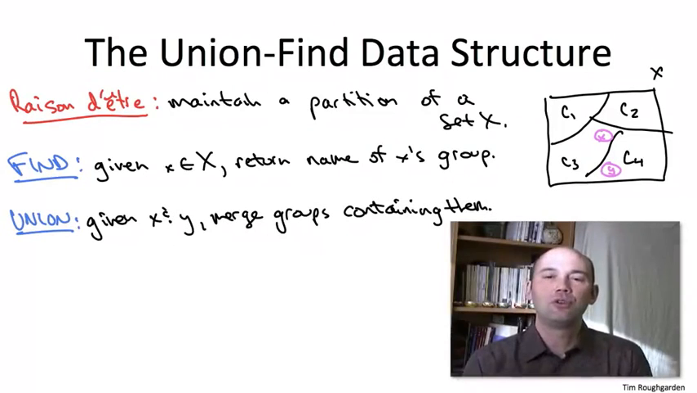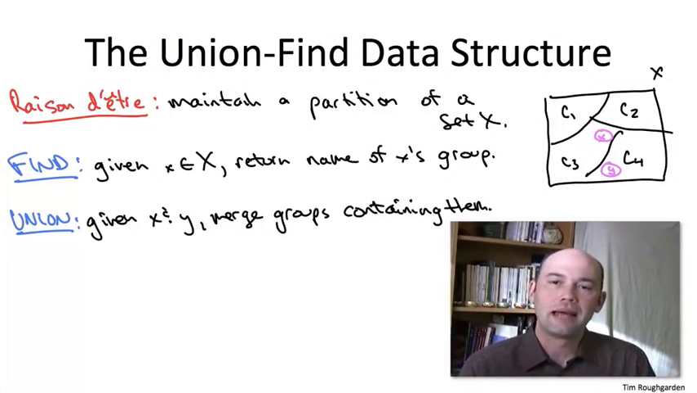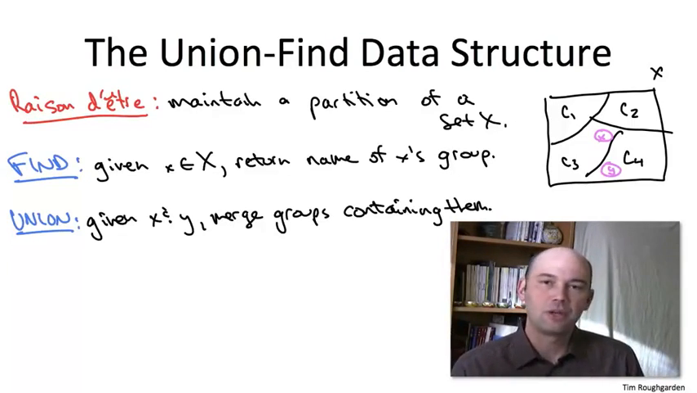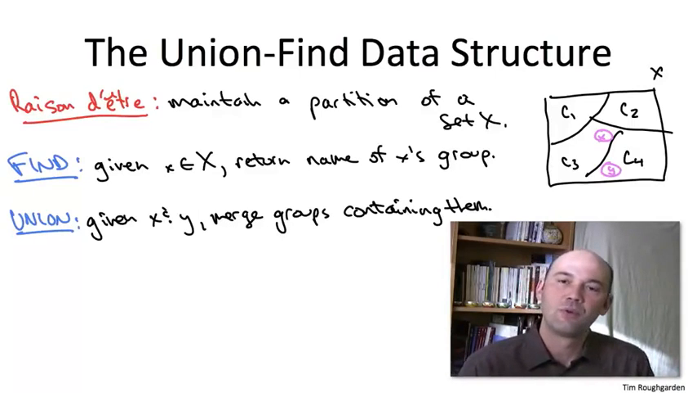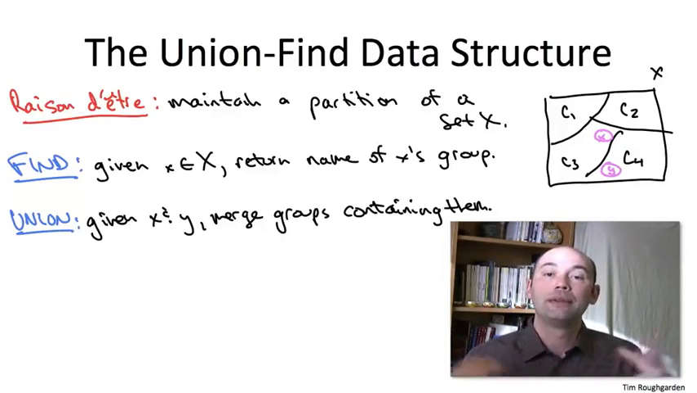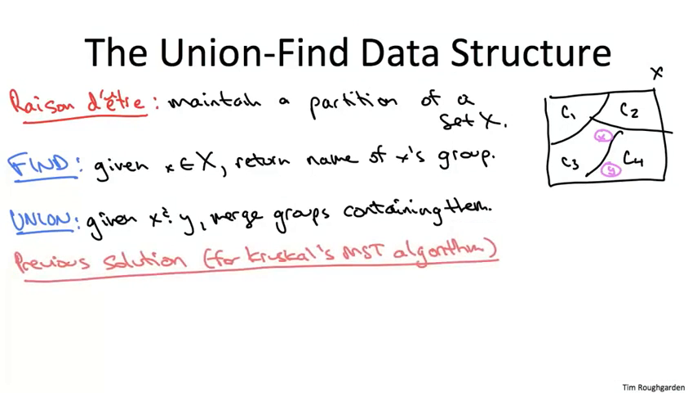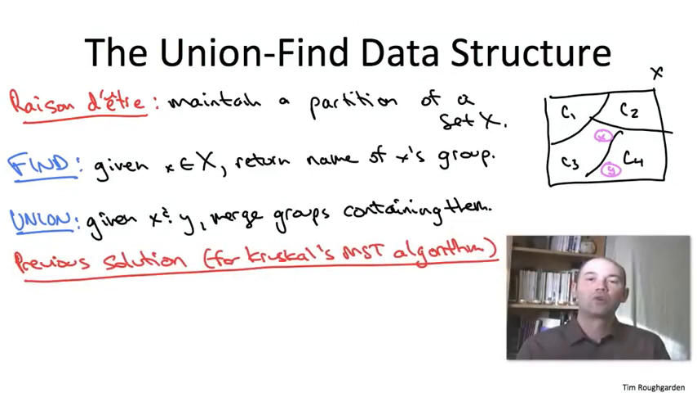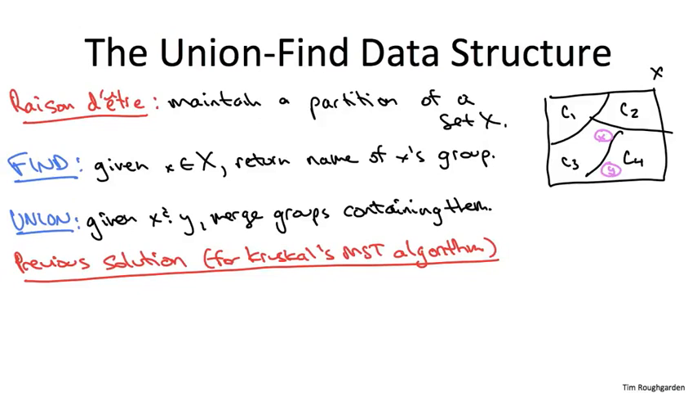In the union operation, you're given not one object, but two, call them X and Y, and then the responsibility of the operation is to merge the groups that contain X and Y. So for example, in the picture, if Y was in C4, X was as before in C3, then your job is to fuse the groups C3 and C4 into a single group. In the context of Kruskal's algorithm, we needed this operation when we added a new edge. This fused together two of the existing connected components into one. So that was exactly the union operation.